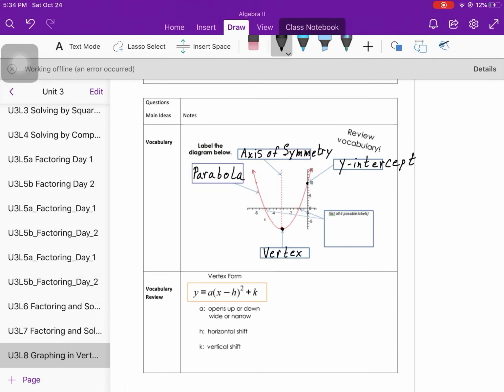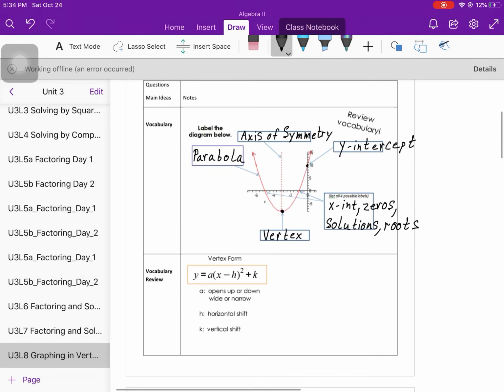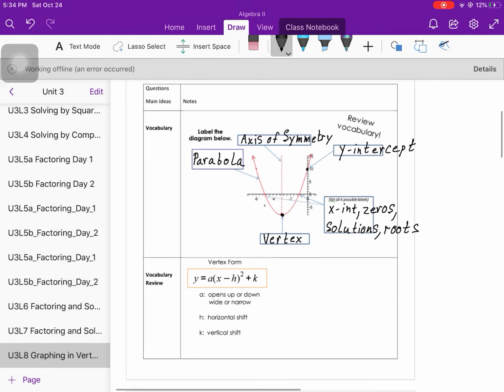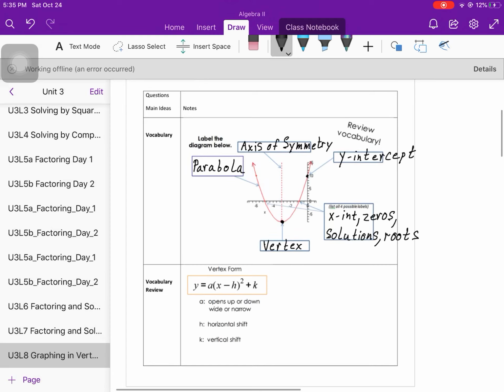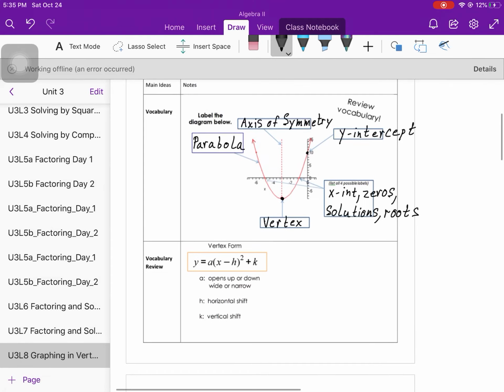Now there's several different ways to list the x-intercepts. That's one. We also know those as zeros, because those are the points where y is 0. We also call them solutions or roots. Those are the four different names that we have for them: the x-intercepts, the zeros, solutions, or roots. They all mean the same thing. When we're looking at a quadratic equation, it's basically what would make the whole thing equal to 0.